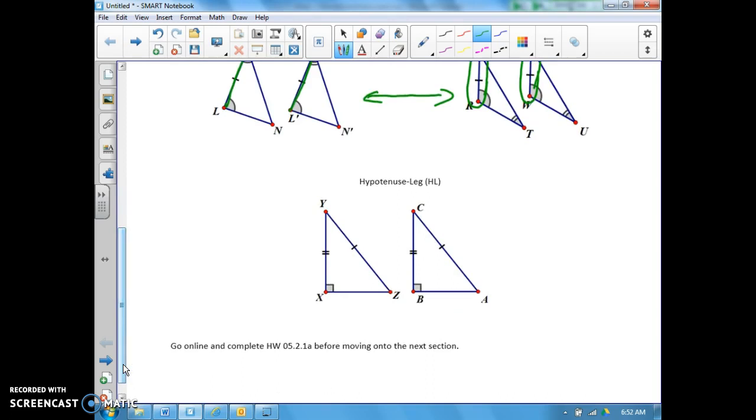Then we have hypotenuse leg, and this one only works for right triangles. So if we know that the hypotenuse of a triangle and one of the legs of a right triangle are congruent, then we know that the 2 triangles are congruent to each other.